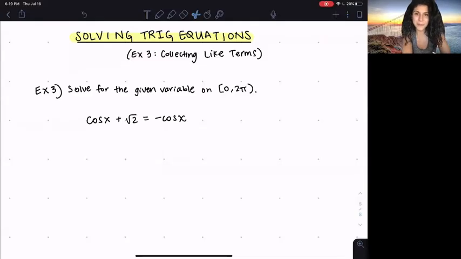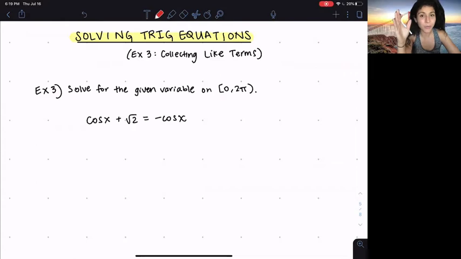Hello and welcome back. In today's example, we're going to see something we have never seen before, so let's jump right in. Example 3, solve for the given variable on the interval 0 to 2 pi. And the equation is cosine x plus radical 2 equals negative cosine x.